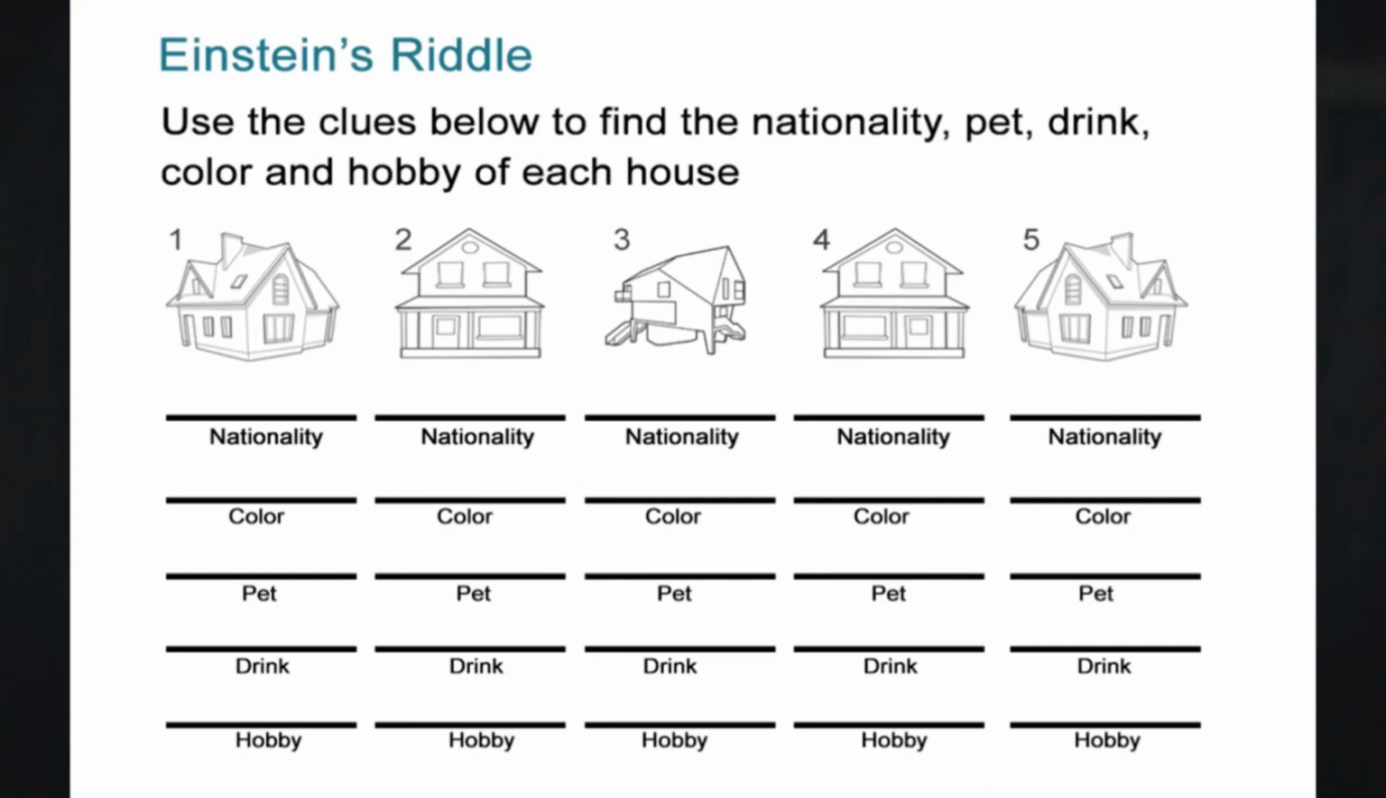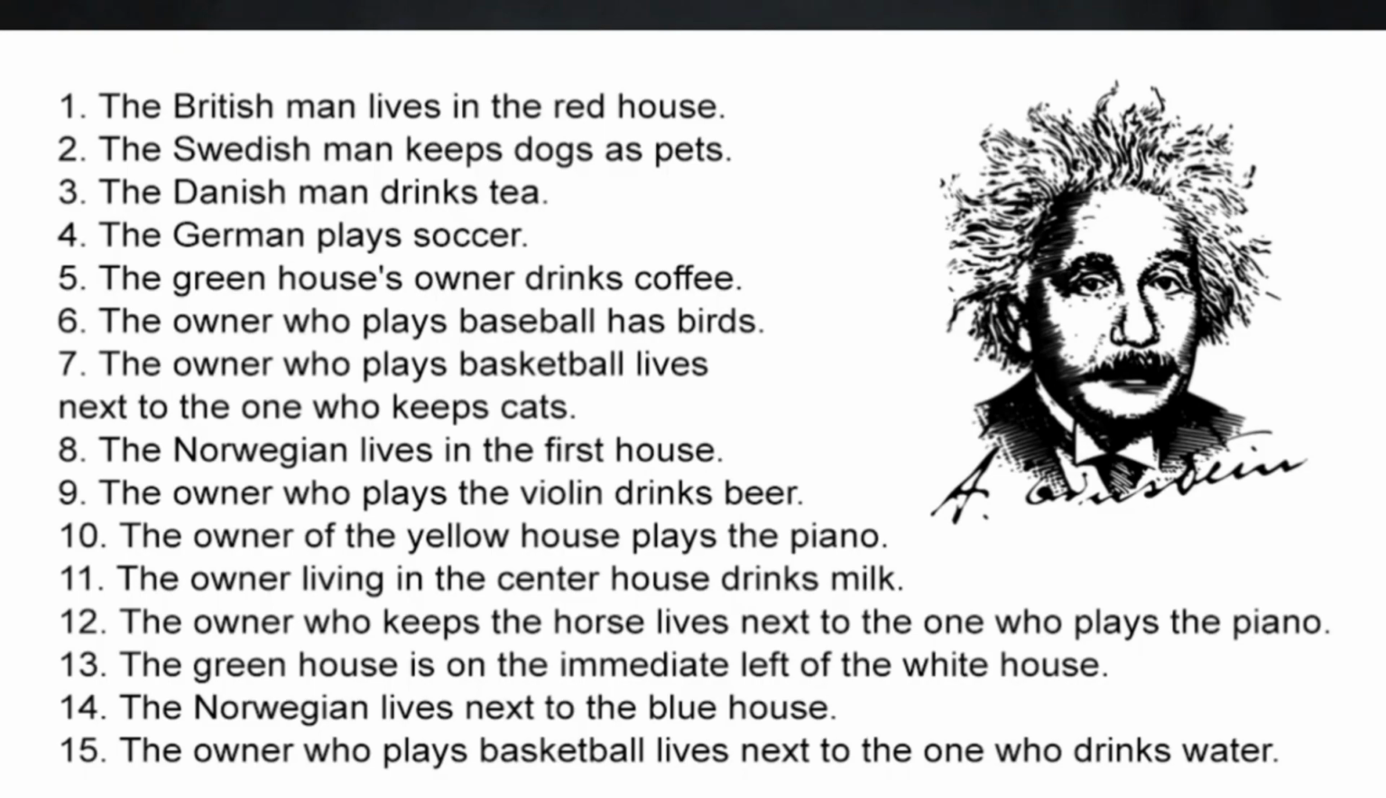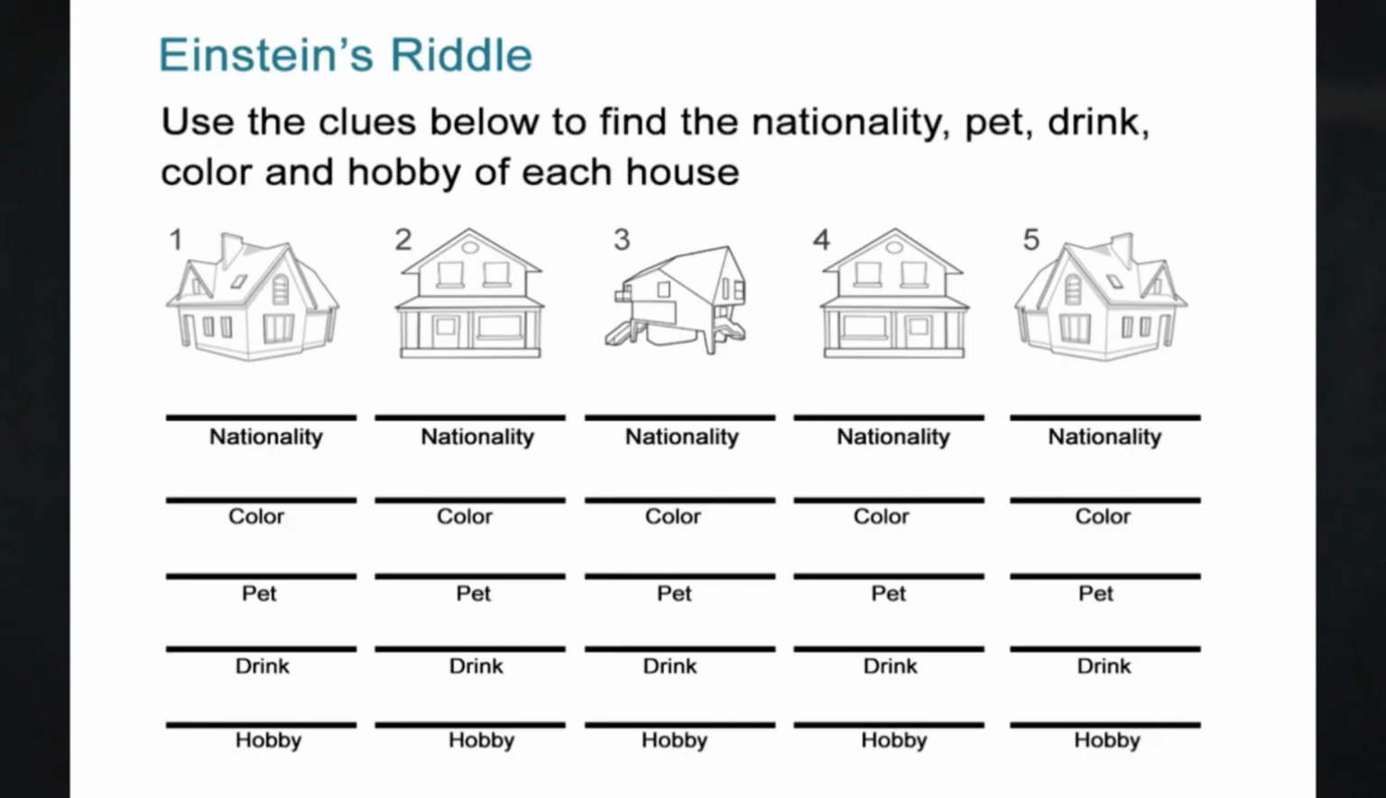Einstein's Riddle is a challenging detective-style activity where students have to use logic to solve the nationality, pet, drink, color, and hobby of each homeowner. It's been accredited to Einstein, and it's said that only 2% of people can solve it in their heads. Luckily for you, I put the worksheet in the description below. Using logic, they figure out who lives where, what they drink, their pet, their color, and their house.